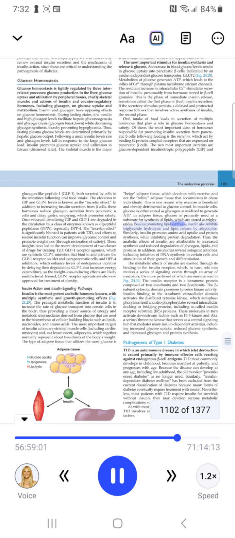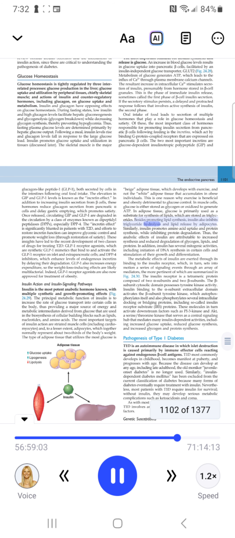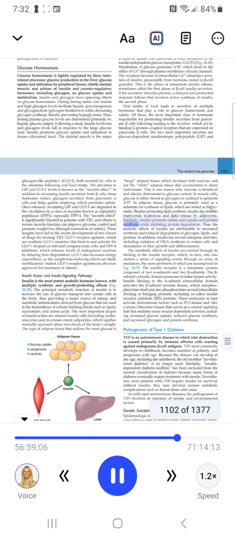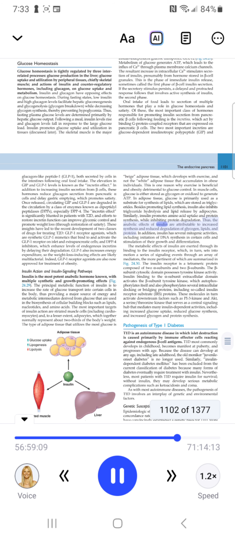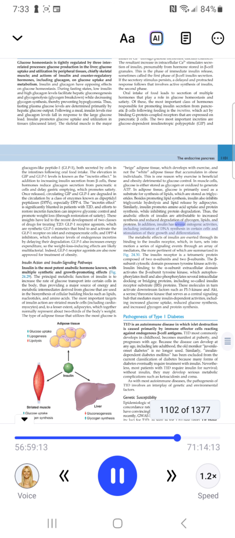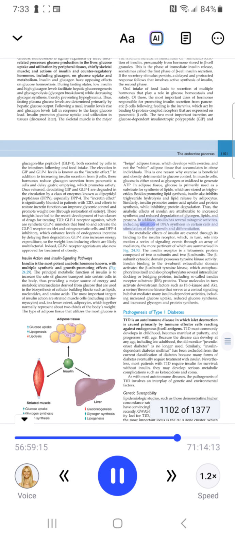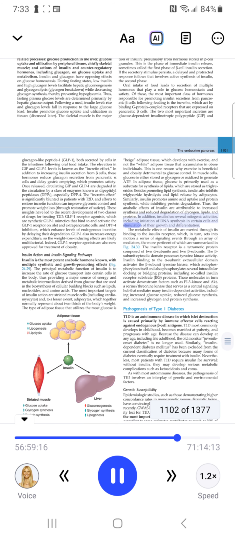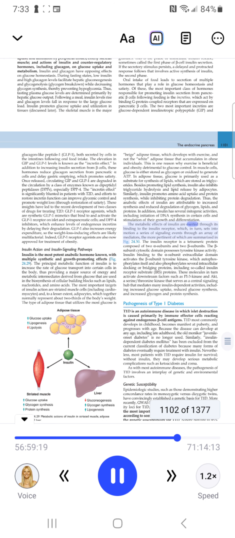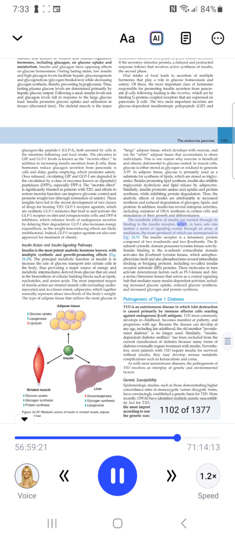Besides promoting lipid synthesis, insulin also inhibits triglyceride hydrolysis and lipid release by adipocytes. Similarly, insulin promotes amino acid uptake and protein synthesis, while inhibiting protein degradation. Thus, the anabolic effects of insulin are attributable to increased synthesis and reduced degradation of glycogen, lipids, and proteins. In addition, insulin has several mitogenic activities, including initiation of DNA synthesis in certain cells and stimulation of their growth and differentiation.